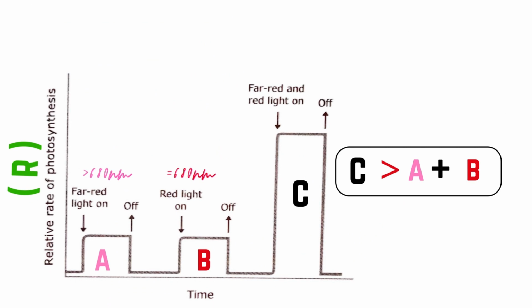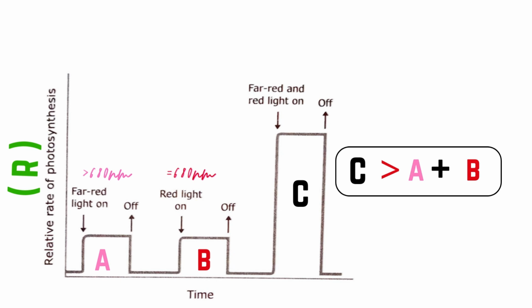As you can see, we have the time axis on the x-axis, and on the y-axis we have the relative rate of photosynthesis, which we are denoting by the letter R. In this graph, the peak A came when far red light is on. The second peak, which I denoted as B, is obtained when red light is on individually. That means the wavelength is equal to or less than 680 nanometers.